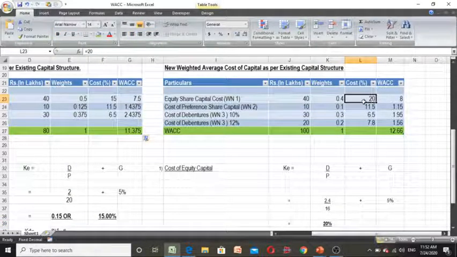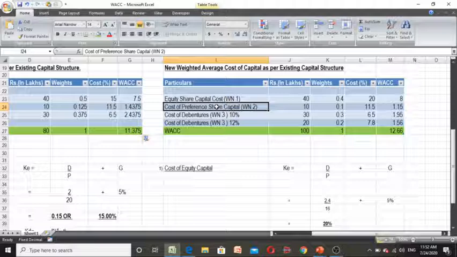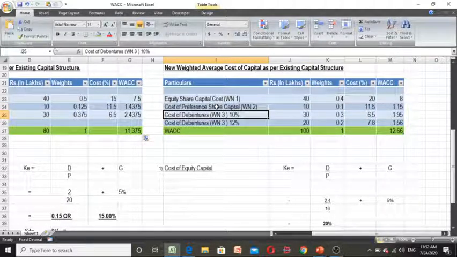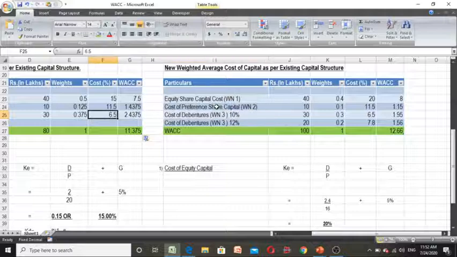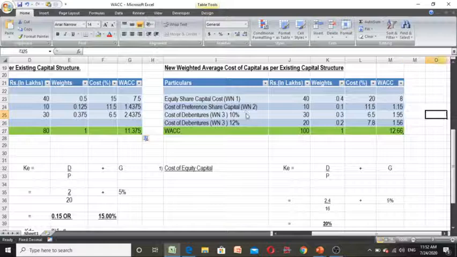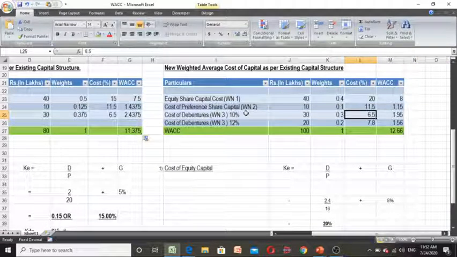Okay. Now let's move on to finding the cost of preference shares. And that is simple because it is already given in the question that the company is issuing preference shares at a cost of 11.5%. So the cost of raising the preference shares is 11.5. This is coming from the question itself. Now the cost of debentures for 10% we have already found out to be 6.5 over here. So we'll simply copy this and paste it over here, right?